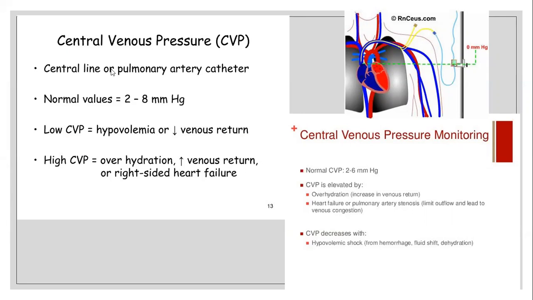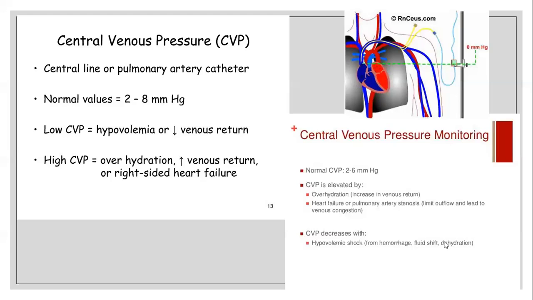So, central line or pulmonary artery catheter pressure. Central venous pressure is elevated with overhydration, increase in venous return, heart failure, or pulmonary artery stenosis. What are the medical conditions when central venous pressure decreases? When hypovolemic shock occurs, like hemorrhage, fluid shift, or dehydration.